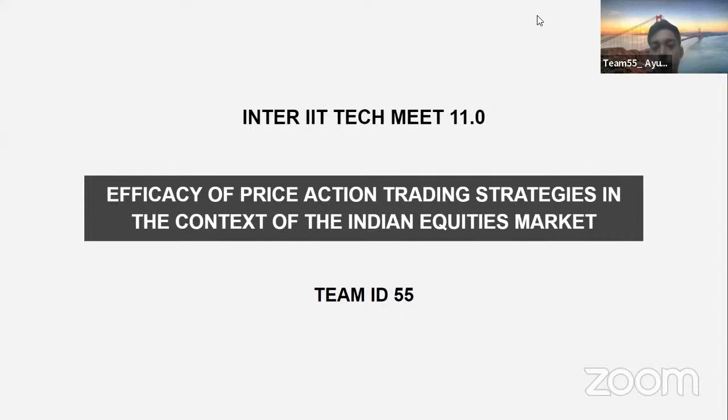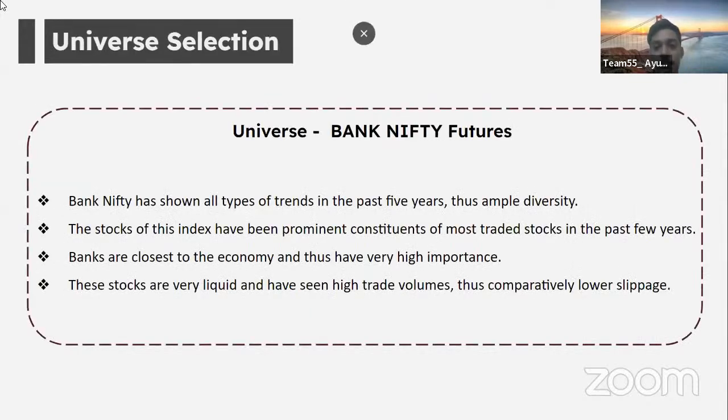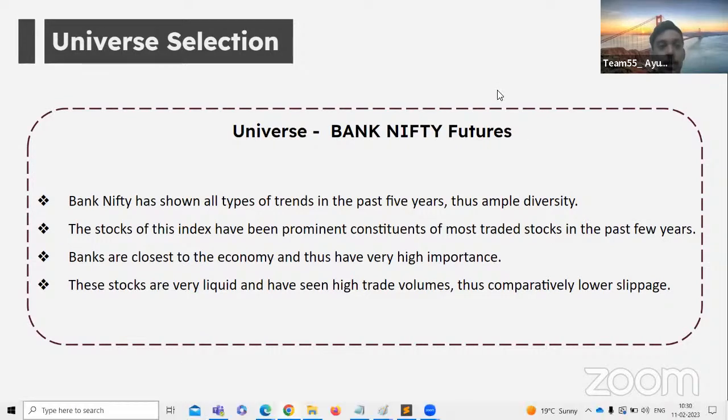Now, the first pointer that comes to our mind is what should our universe be in context to any strategy, like what stocks should we trade on. In this strategy, we have selected Bank Nifty futures as our universe because Bank Nifty has shown all types of price trends in the past 5 years, be it trending or reverting in nature, or be it a random walk per se. The stocks of this index have also been a prominent constituent of the most traded stocks, and the index is highly liquid in nature. So it reduces the slippage as well in our strategy.